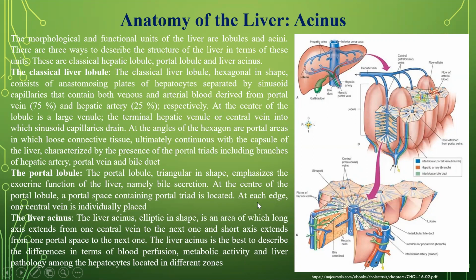The liver acinus, elliptic in shape, is the area whose long axis extends from one central vein to the next one, and whose short axis extends from one portal space to the next one. The liver acinus is the best way to describe the differences in terms of blood perfusion, metabolic activity, and liver pathology among the hepatocytes localized in different zones.